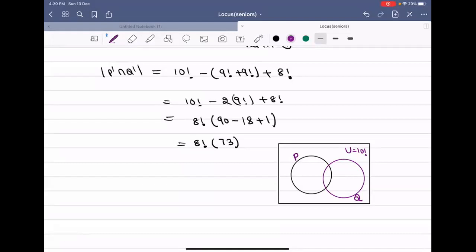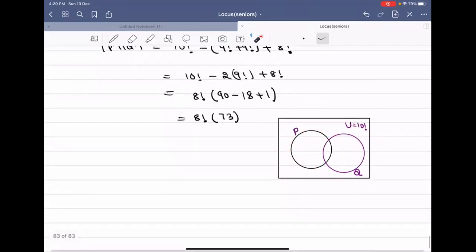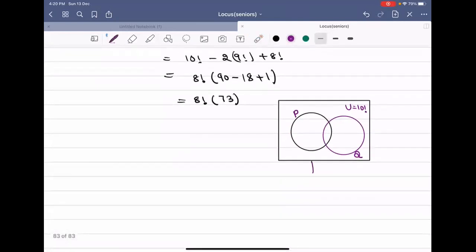So our requirement is what? The number of numbers which do not begin with 3 and do not end with 8, P prime intersection Q prime, we need. P prime intersection Q prime means what? What area do we need? It should not begin with 3, this circle should not be there, and it should not end with 8. We need to remove this circle part. If you remove the circle part, whatever area we get, that is our requirement. P prime intersection Q prime. This area we need, this outside area. Outside area we need. So our required area is this one.